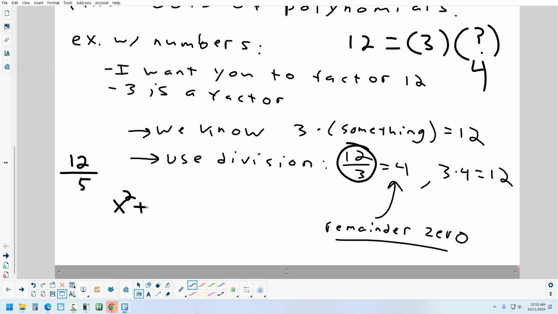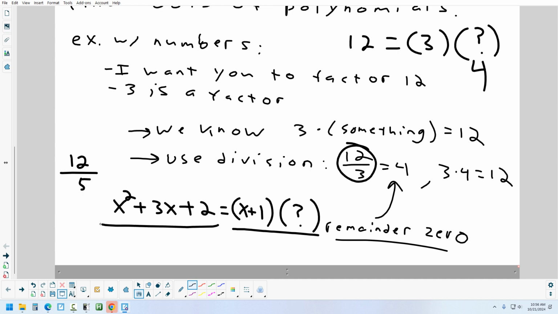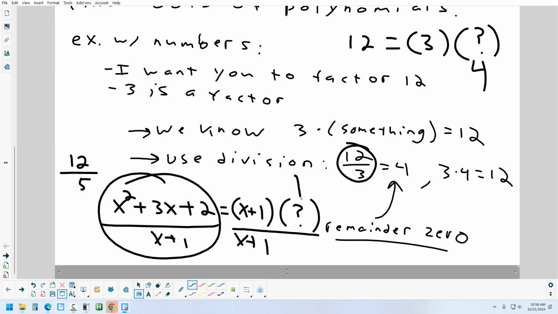I'm not going to do this all out, I'm just going to show you the concept. Let's say we had x squared plus 3x plus 2, and I wanted you to factor it. And I gave you a hint, and I said x plus 1 is a factor. And you weren't sure how to find this one. Well, it's the same thing we did with the number 12. You could use division, and what could you divide each side by? x plus 1. You could divide each side by x plus 1. And if you can figure out what that comes out to, that's the answer to the question.